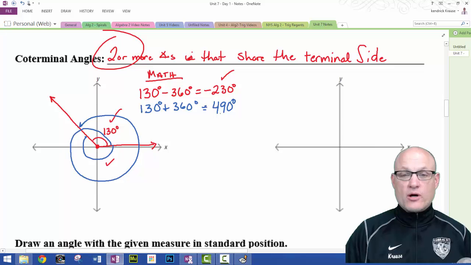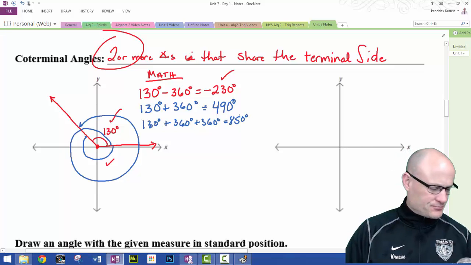And of course, if I wanted to, I could go twice around. If I went twice around, I would go 130 plus 360 plus 360 if I needed another positive angle, and then that would be 720 plus 130, which would be something like 850.